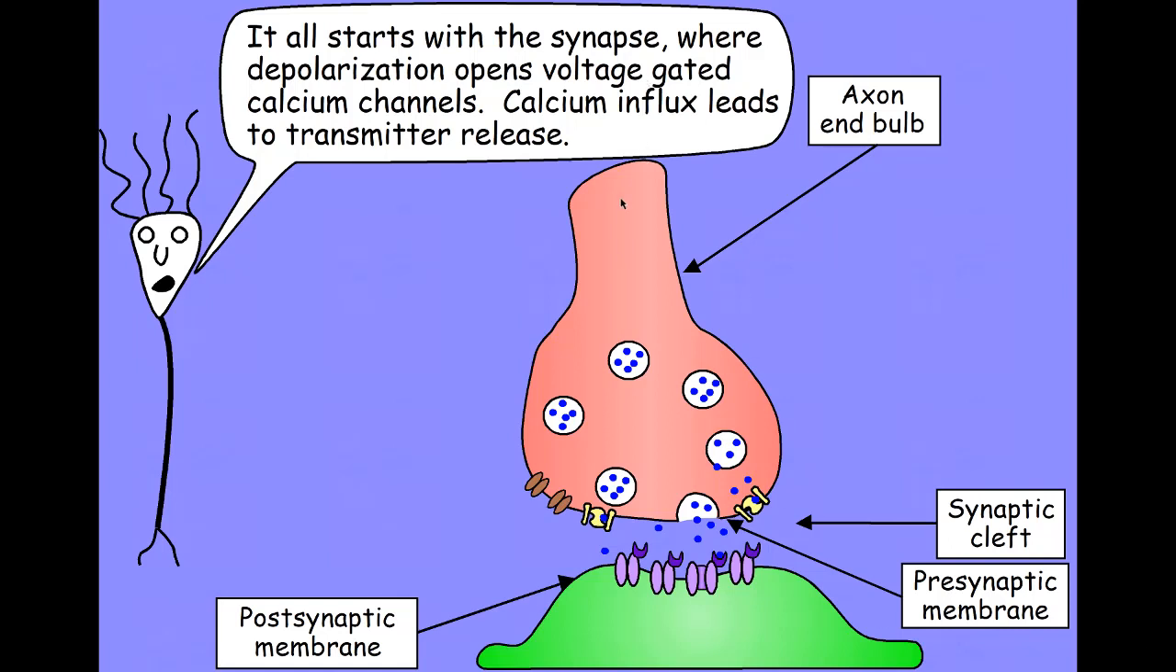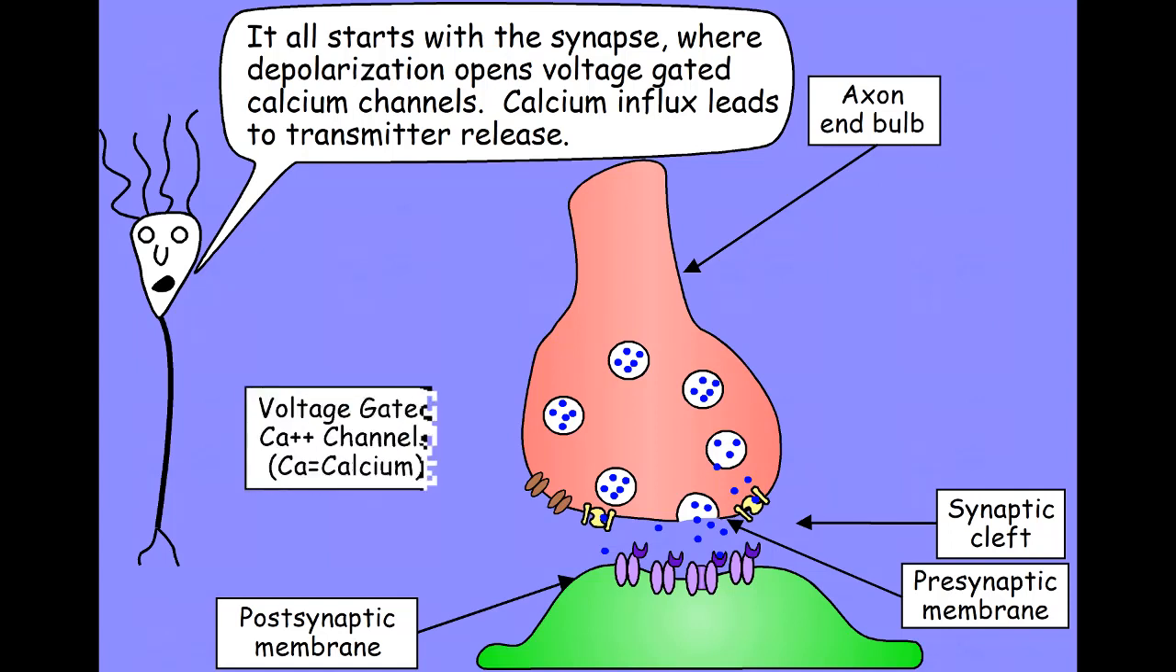When our action potential depolarizes the membrane coming down here into the synaptic axon end bulb, then that triggers voltage-gated calcium channels to open up, causing an influx of calcium in the synaptic end bulb. This calcium influx then triggers the following sequence.